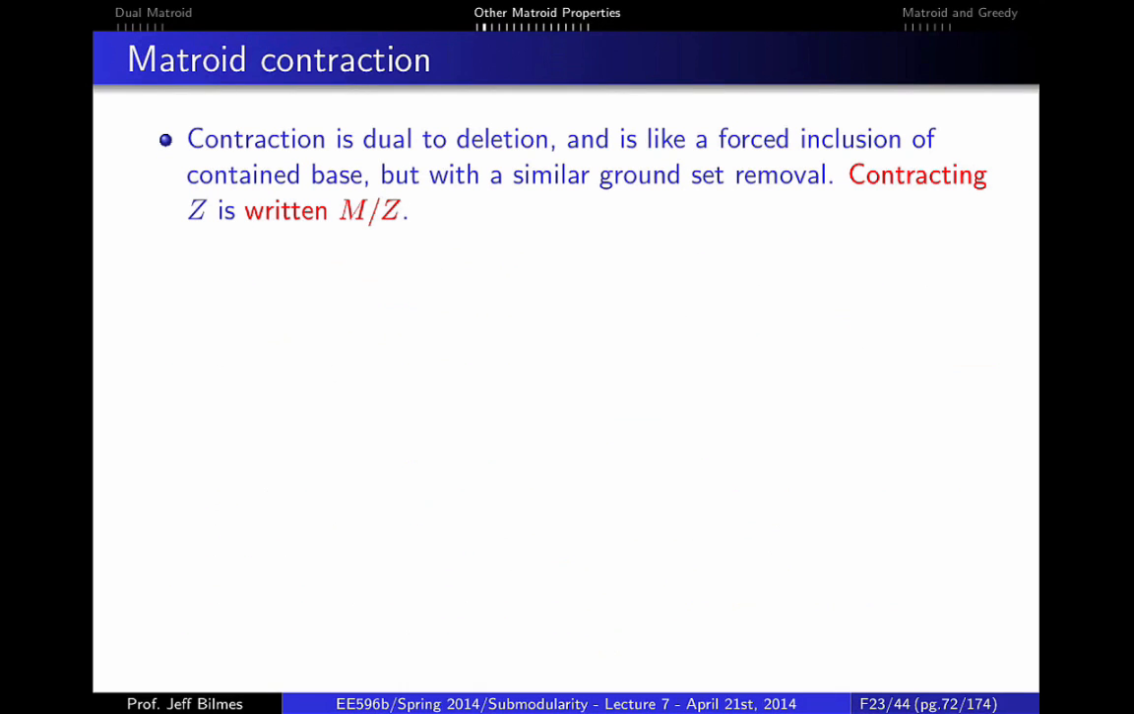Now there's a contraction, which is like a combined operator. You're sort of forcibly including a set within every evaluation of the rank function, but then you're deleting the rank of that set. And that's called a contraction. So you're sort of contracting on Z.